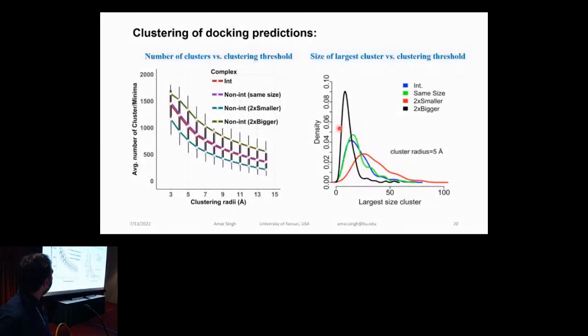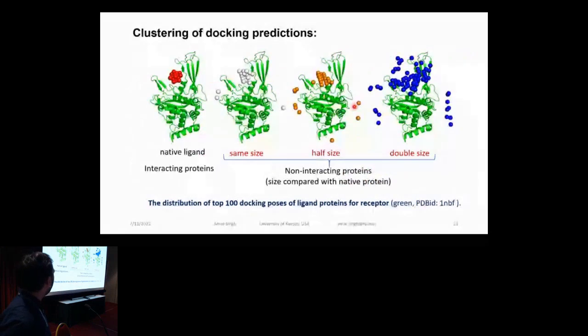So here is one of the examples with the same receptor protein in green color. It is docked with the native partner and docked with three other different proteins that are not interacting, or non-native proteins. So we see here that if it is docked with the native partner, the docking predictions are clustered near around the binding site. If it is non-interacting, they are distributed all around the receptor surface.